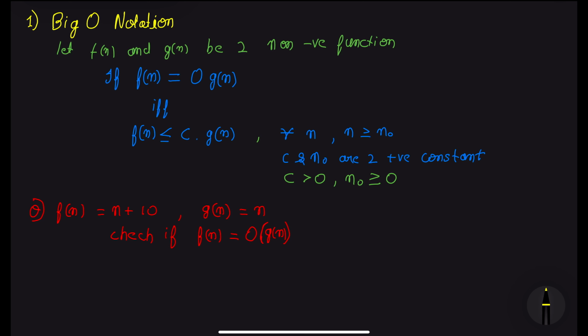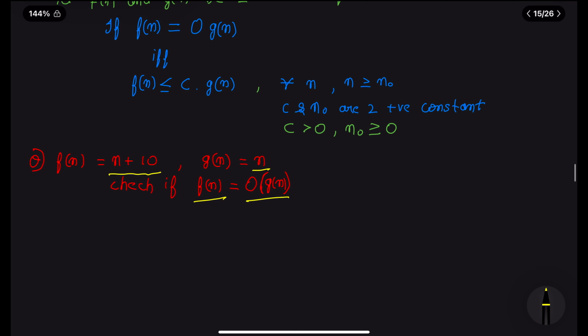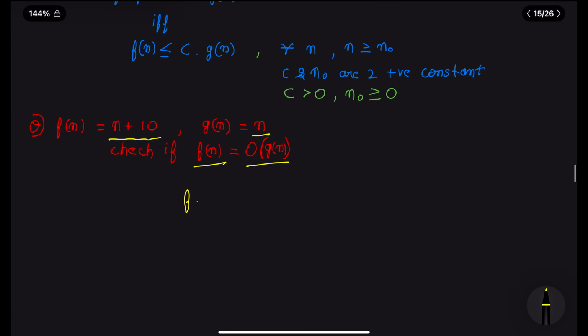Let's look at an example. So we have our f(n) which is equal to n plus 10 and we have g(n) which is equal to n, and we have to check if f(n) is big O of g(n). So to prove it, we have to prove that f(n) is smaller than or equal to c into g(n). So we can replace the value here. f(n) is n plus 10 and g(n) is n.